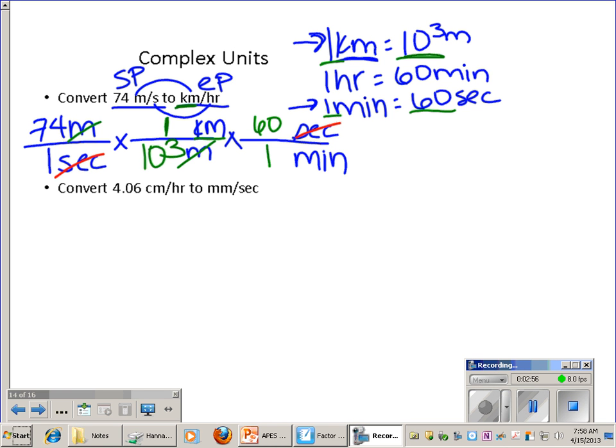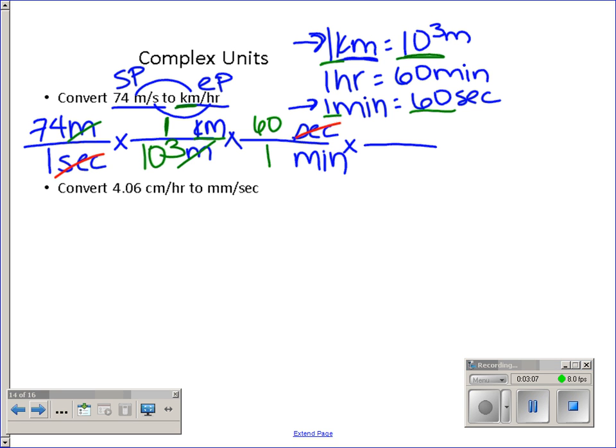Alright, so I'm currently in kilometers per minute. If I read the only 2 units that aren't canceled, it's kilometers per minute. But that's not what the question asks me for. It asks me for kilometers per hour, so I need to convert minutes to hours. Well, I've already used this equivalence measure. I've already used this equivalence measure. So the only one left is hours to minutes.